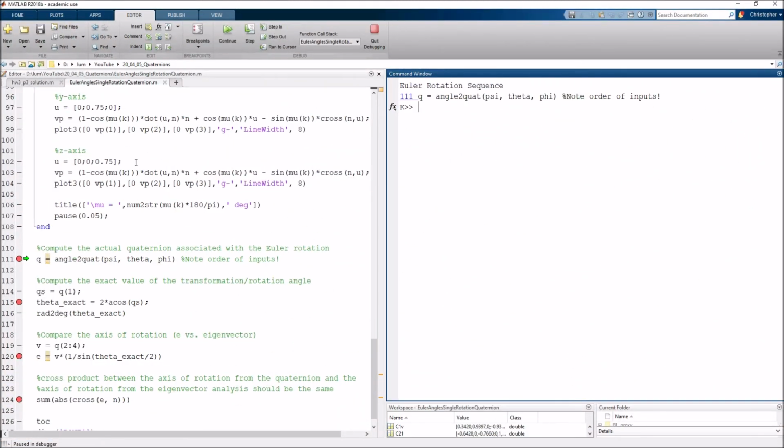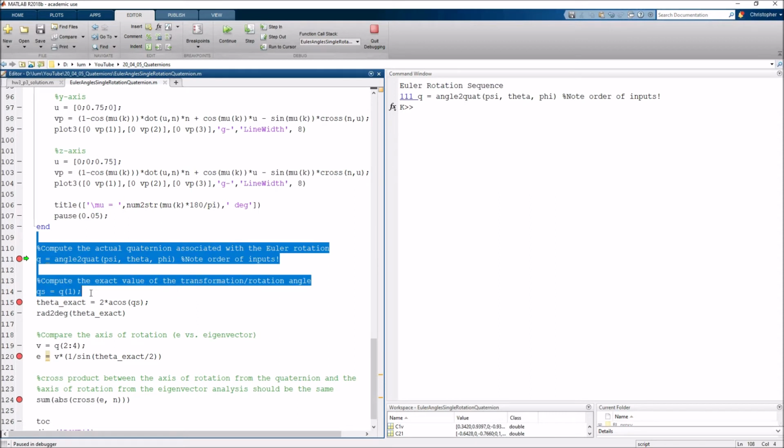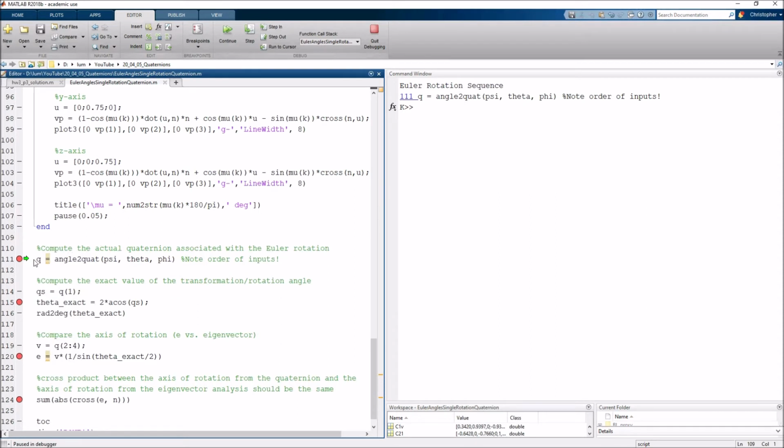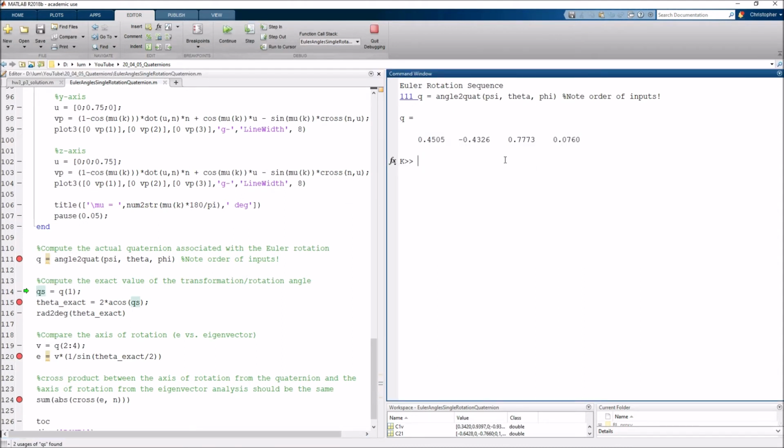All right, here we are back at that exact same code. I've just added a couple of extra lines to implement what we illustrated on the board. I've got a breakpoint sitting right here. Taking our Euler angles, psi, theta, phi, noting the order we passed them in, we can pass them into angle to quat. I'll hit F10 to execute that line, and here's the quaternion. MATLAB likes these to be a 1x4 row vector, which is fine. That same information is embedded in it.